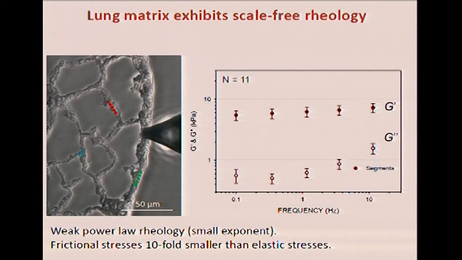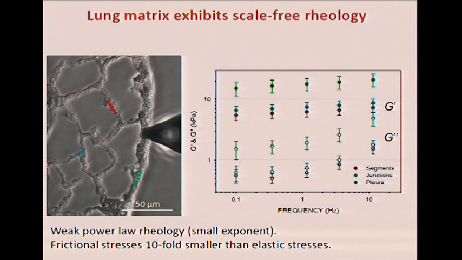This is the elastic modulus and the viscous modulus of alveolar segments over our frequency range. The elastic modulus exhibits scale-free dynamics and increases slowly with frequency as a weak power law. The viscous modulus at low frequencies is 10 times smaller than the elastic modulus and increases more markedly with frequency. The complex shear modulus of junctions exhibits parallel frequency dependence with slightly higher values. And we find the same frequency dependence in the pleura, but with 3-fold stiffness.